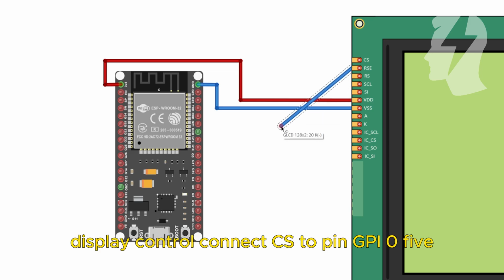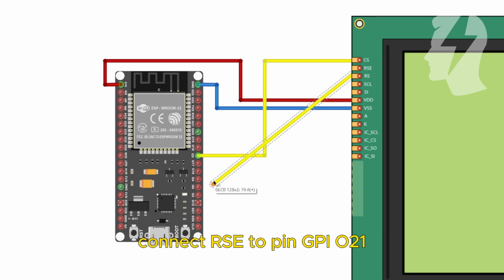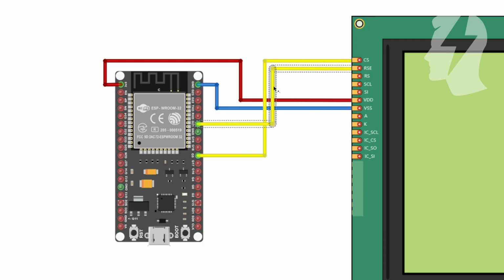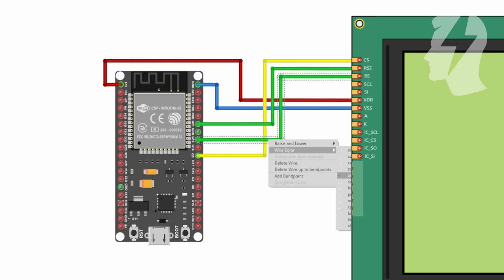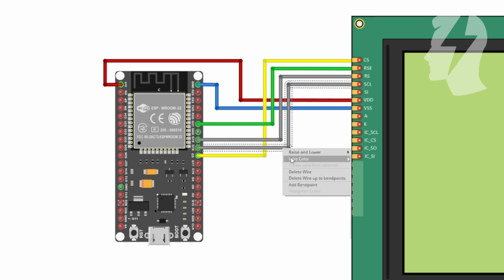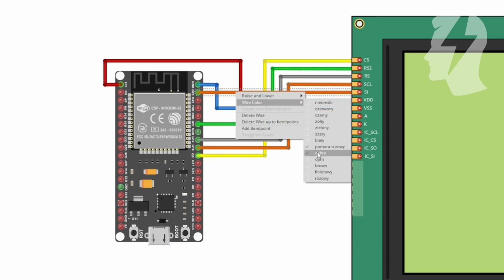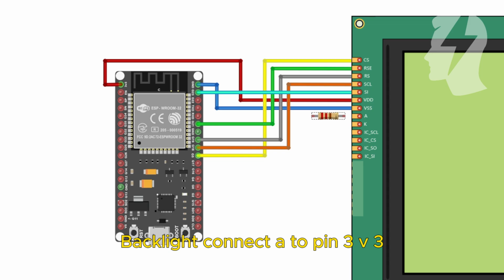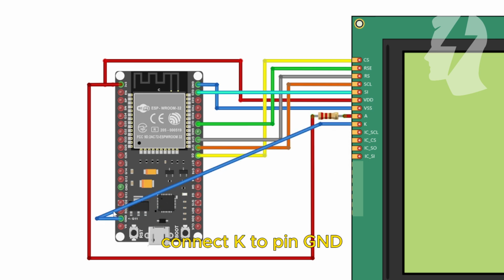Display control. Connect CS to pin GPIO5. Connect RSE to pin GPIO21. Connect RS to pin GPIO19. Connect SCL to pin GPIO18. Connect SI to pin GPIO23. Backlight. Connect A to pin 3V3. Connect K to pin GND.